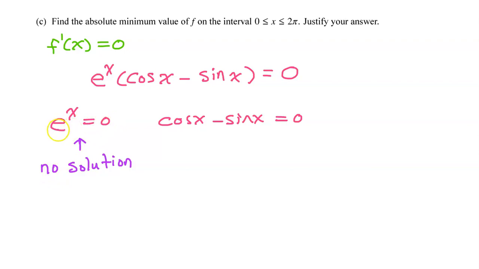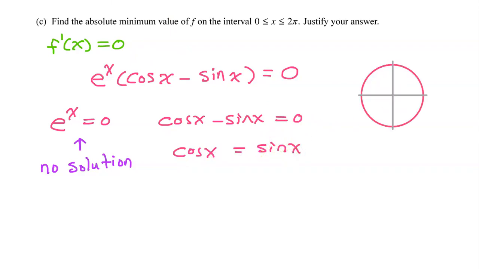E is a constant, approximately 2.72. There is no power that you can raise e to that will cause the expression to equal 0. Even if I try e to the 0 power, that's 1, not 0. So this has no solution. So our only hope is going to come from cosine x minus sine x equals 0. Adding sine x to both sides, we have cosine x is equal to sine x.